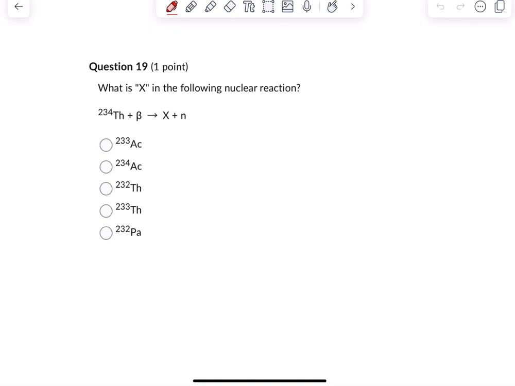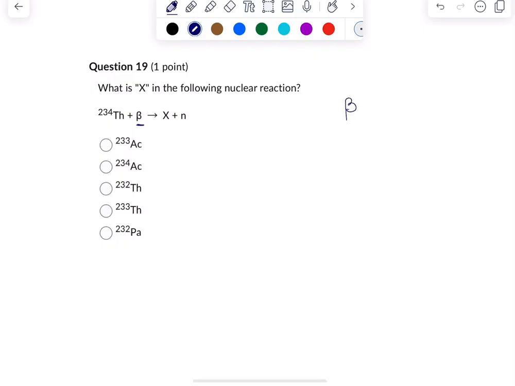All right, this is one on the Chapter 7 homework. What is X in the following nuclear reaction? There are some things that we have to know or have handy as we begin this problem, and that is the symbol beta. That's actually an electron, which means it's a 0 and a -1. The symbol N stands for a neutron, which means it's 1 and 1.